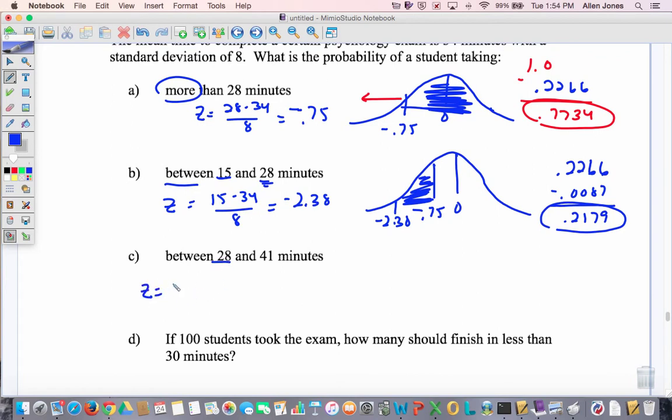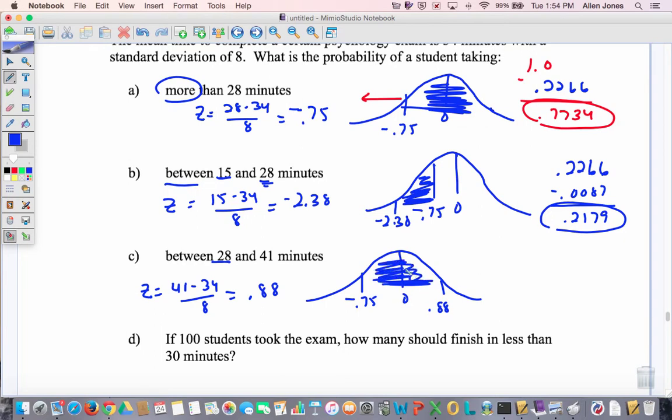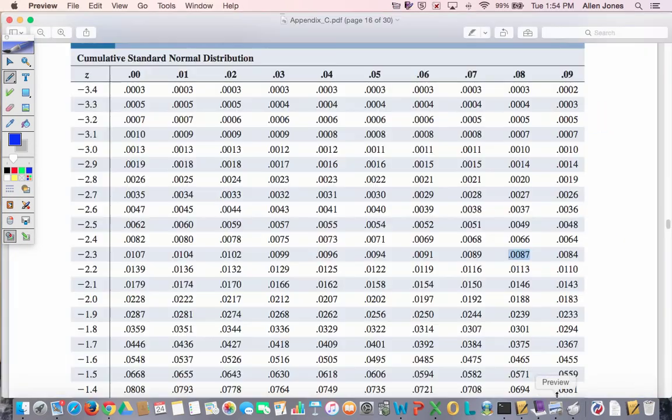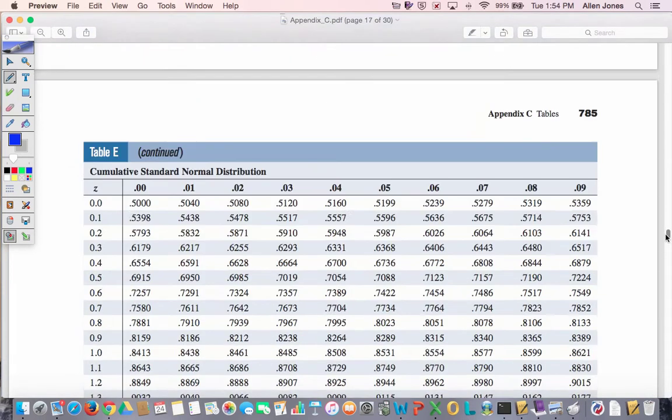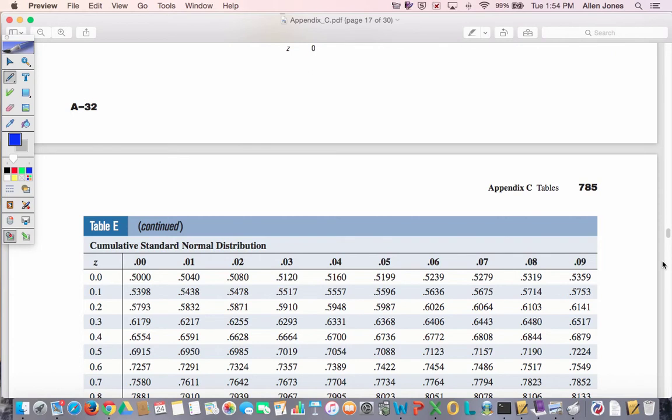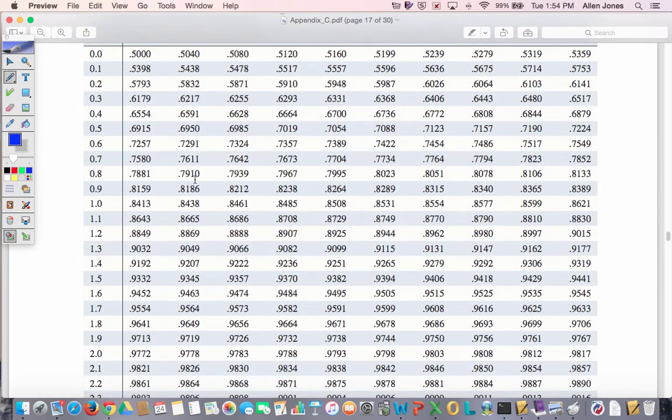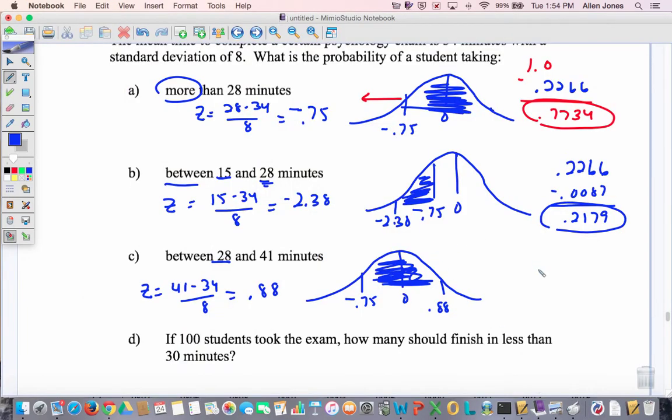Oh, we have a third problem here, between 28 and 41 minutes. Again, we already have the 28, so I'm going to calculate a z-score for 41. 41 minus 34 divided by 8 is 0.88. On my curve, my z-score for 28 minutes was negative 0.75. My z-score for 41 minutes is 0.88. I want to be between those two. We'll look up 0.88 first. Oh, I have to scroll down to the positive side here. 0.88 is right here: 0.8106.